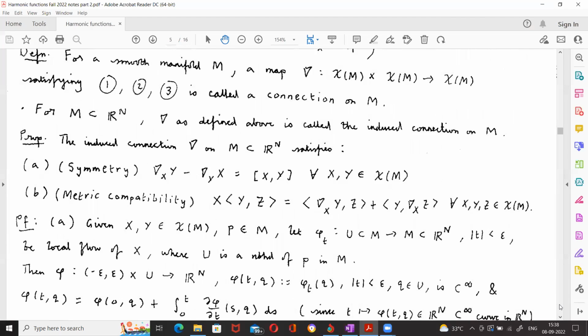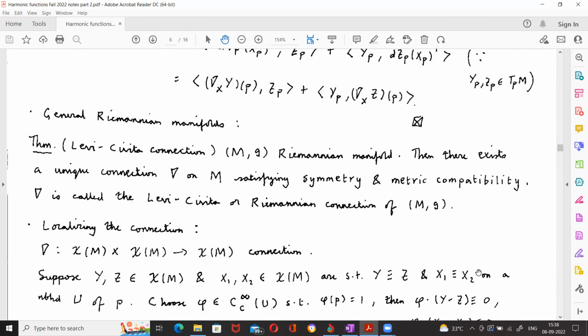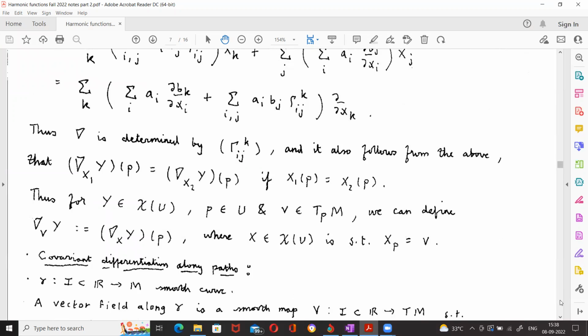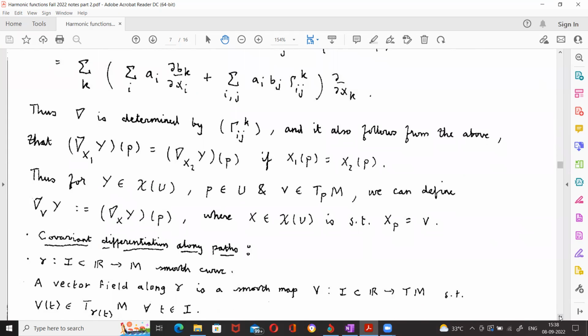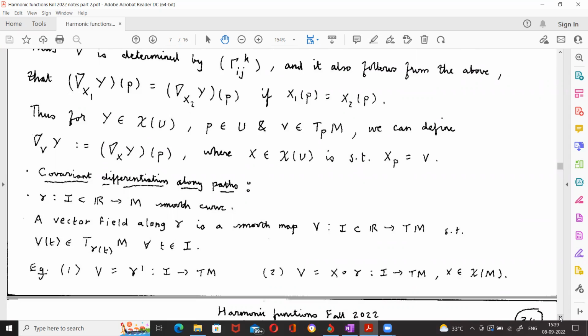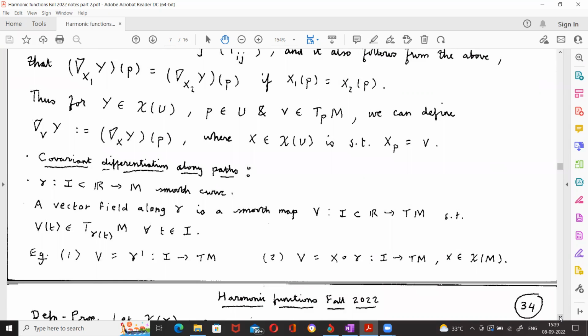So we have on any Riemannian manifold a unique Levi-Civita or Riemannian connection, and we can localize it. And after localizing, it's determined by the Christoffel symbols. Okay, now I'm going backwards, backwards to what we did for submanifolds of Rn. So now I want to use the connection nabla to define the notion of covariant differentiation of vector fields along curves.